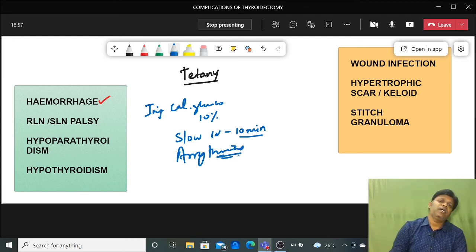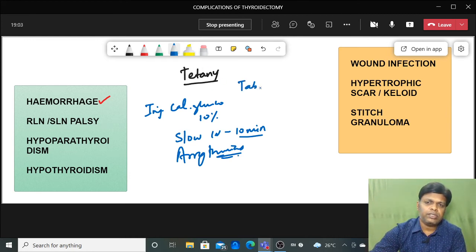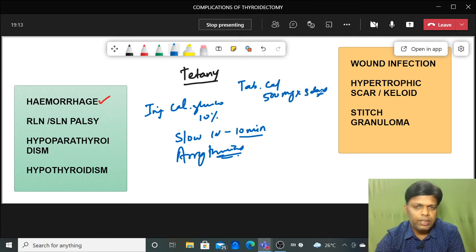So this is one drug, and the oral drug is tablet calcium, 500 milligram oral OD. You can give it for at least 3 months, or lifelong if necessary. These two are the treatment modalities for hypocalcemia or hypoparathyroidism.